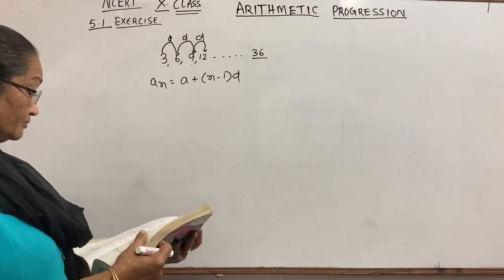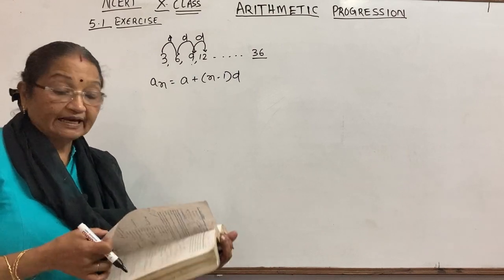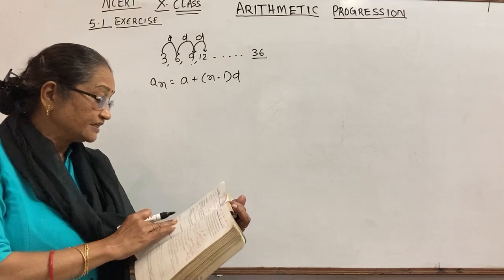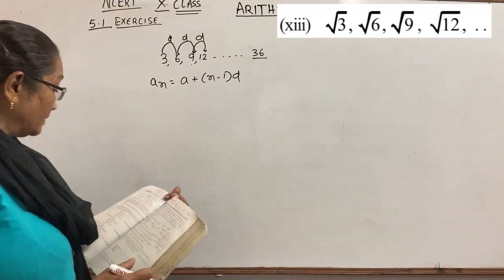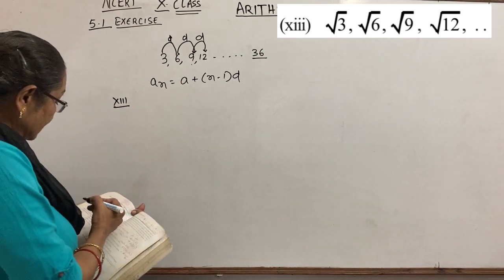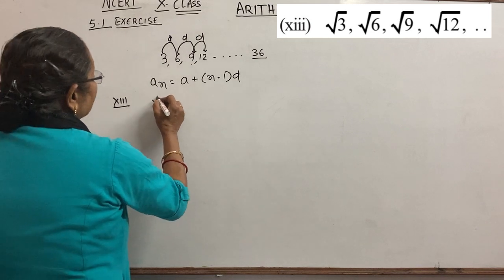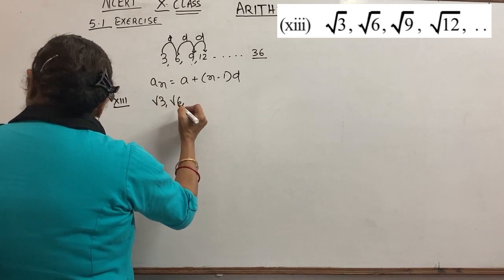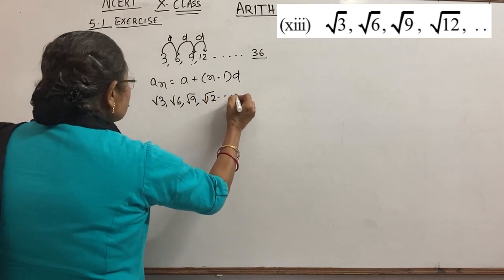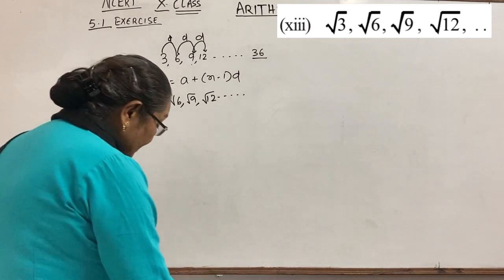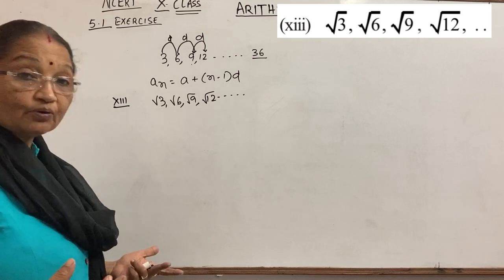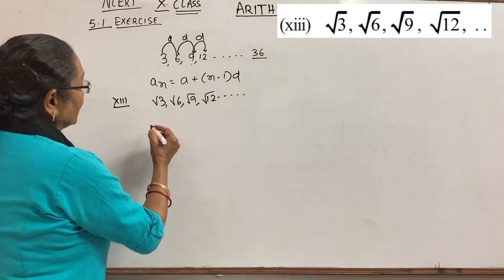Now just please open your textbook NCERT, the 4th question, 5.1 exercise, 4th question. So which part? That is 13th part, 4th question, 13th part. What is that? Root 3, root 6, root 9 and root 12 and dash is given. So we have to find whether it is an AP or not. So what you will do, the common difference should be equal, then you say it is an AP.